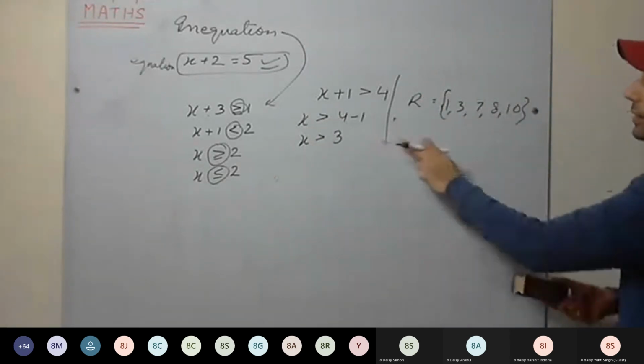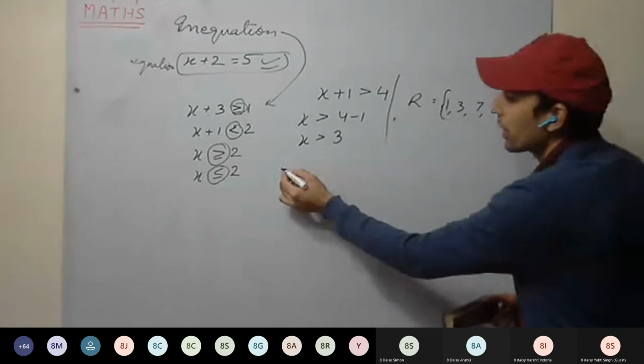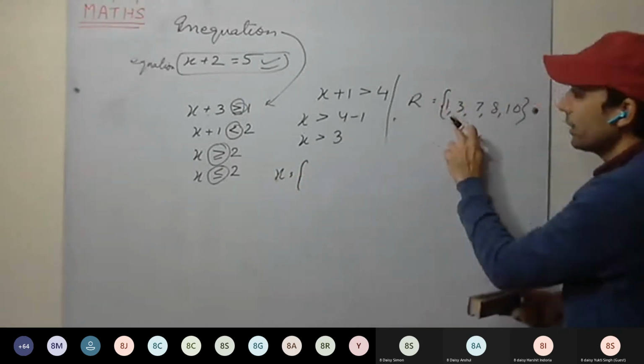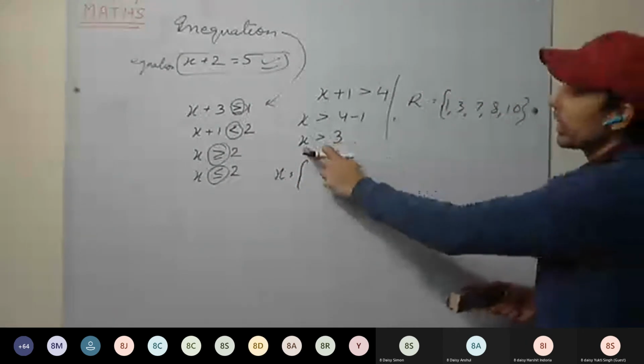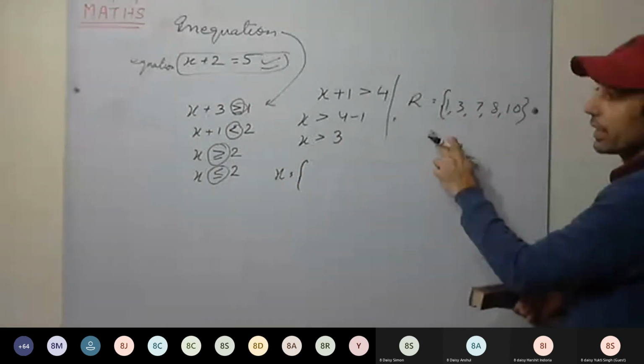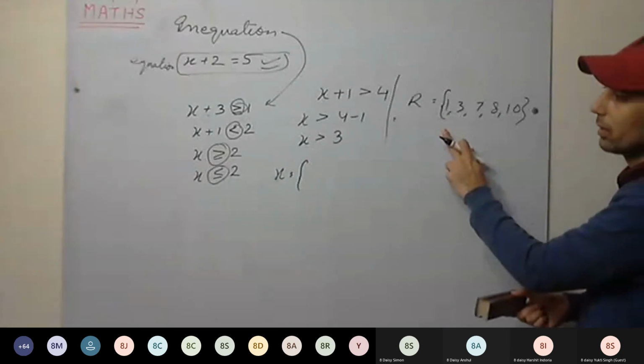X is greater than 3. Now, what all values x can take? Can it take 1? No. Can it take 3? No, because x has to be greater than 3. So 1 it can't take, 3 it can't take.